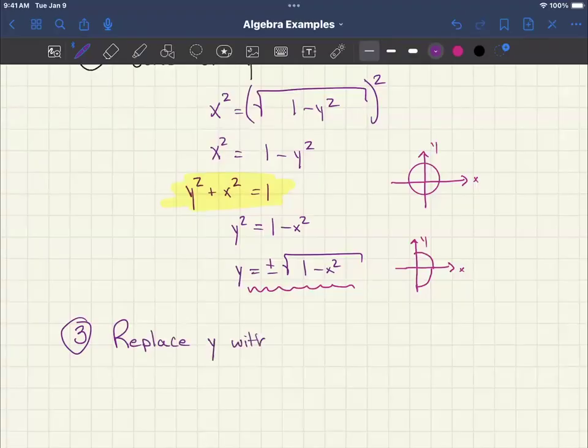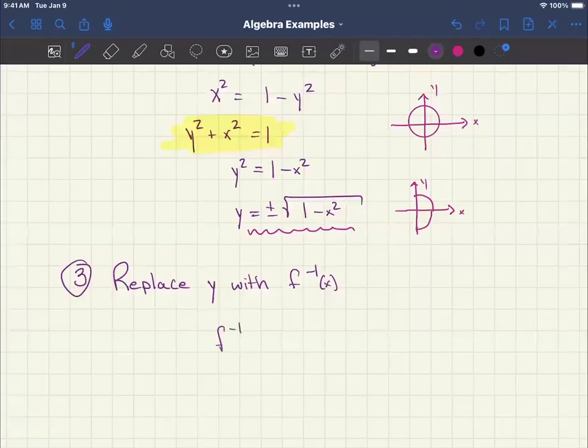So our last step is to replace our y with f inverse of x. So we get f inverse of x is equal to, and I'm going to actually just leave it as the positive square root of 1 minus x squared, where in general our x, because it's a circle, our x's can never get bigger than 1. You'll notice there's no output when we get bigger than 1. We only have the circle.